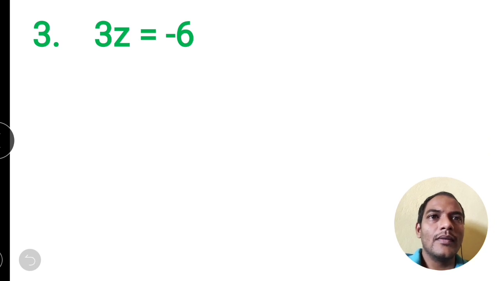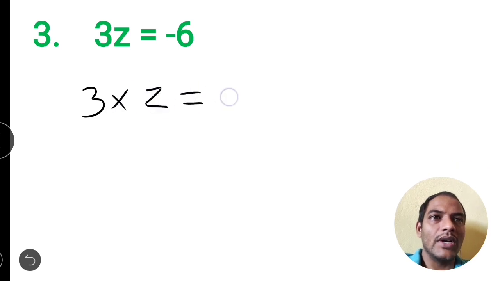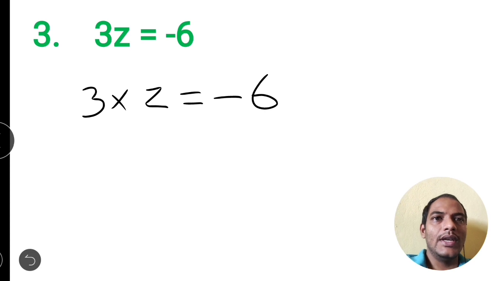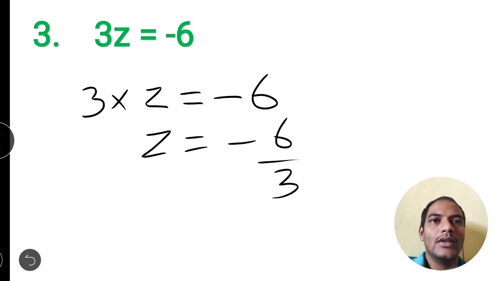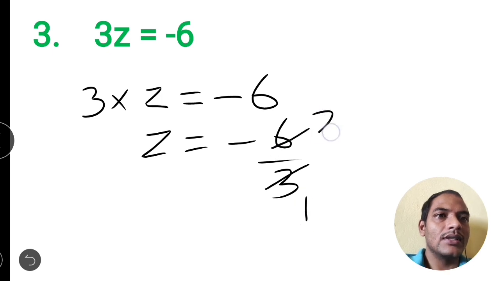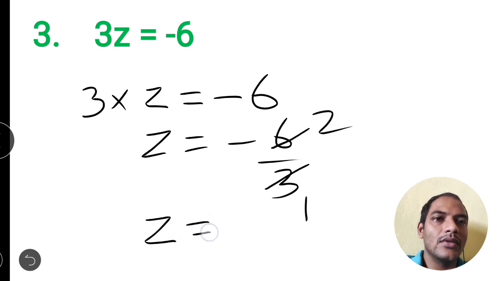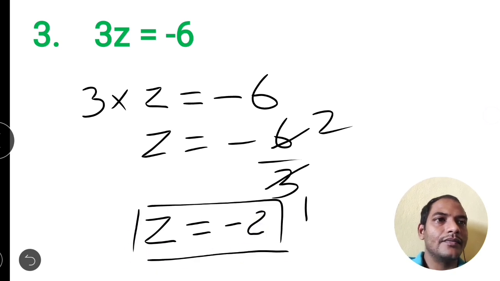Next, third problem, 3z equals minus 6. 3z is nothing but 3 into z equals minus 6. Now 3 is multiplying with z, so when transposed to the RHS side, it will go to the denominator place. The product term goes to the denominator place when you transpose it to the other side. Is there any cancellation? 3 ones are 3, 3 twos are 6. So z equals minus 2. So the required answer is minus 2.